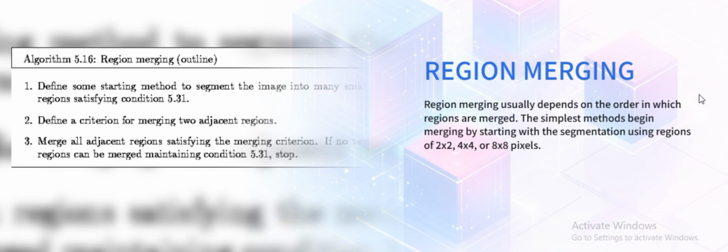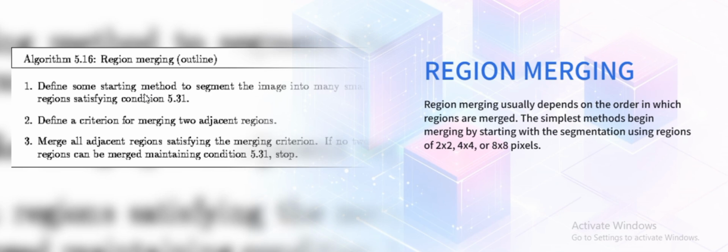The simplest method through which we can merge the image regions is using 2 by 2 pixels, 4 by 4 pixels or 8 by 8 pixels. So this is a simple algorithm that is given for region merging. Define some starting point to segment the image into many small regions. Define a criterion for merging two adjacent regions, then merge all those adjacent regions satisfying the criterion. If no regions can be merged, stop.